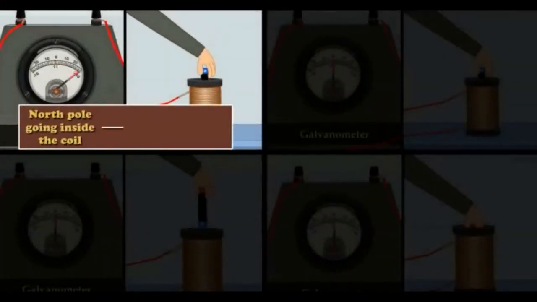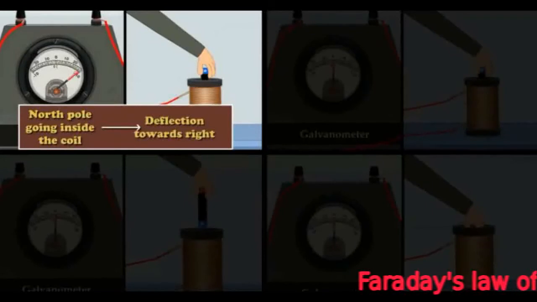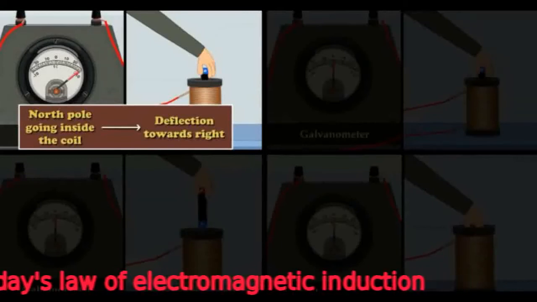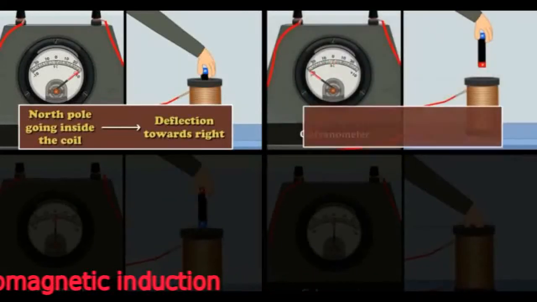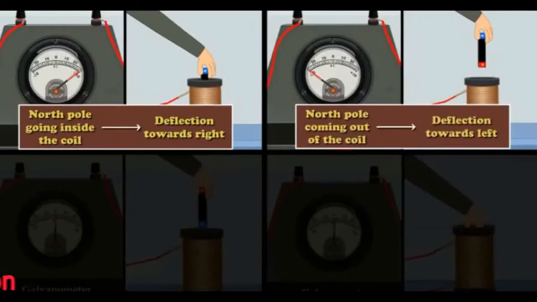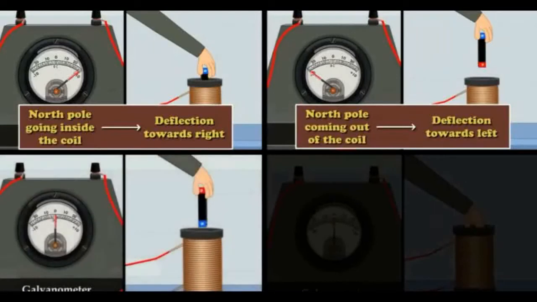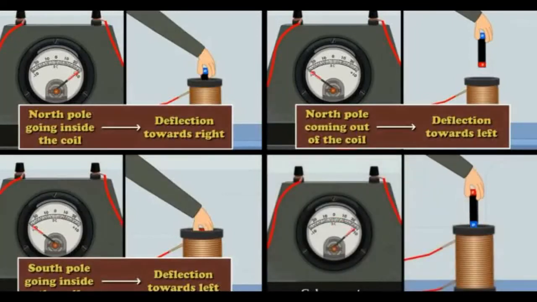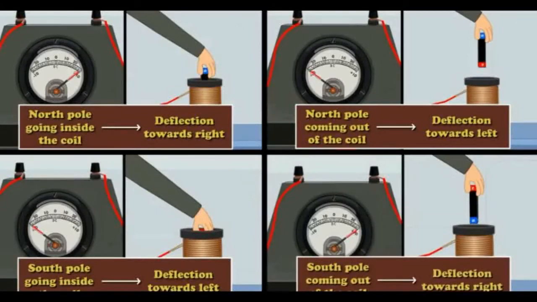So we may take a summary of this. North pole going inside the coil means deflection is towards right. Then north pole coming out of the coil means the deflection is towards left. So that is the first case we have seen. Then we reversed the poles. South pole going inside means deflection is towards left. Then south pole coming out of the coil means the deflection is towards right.